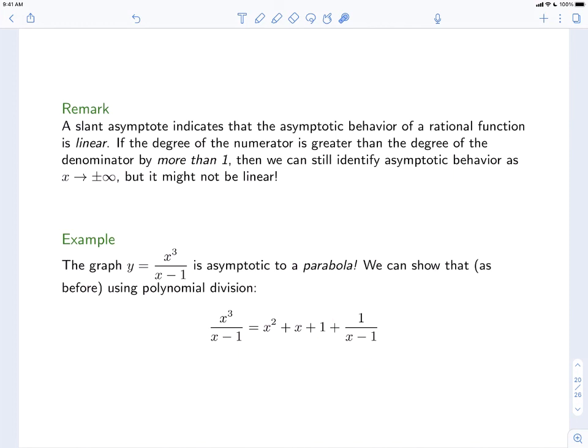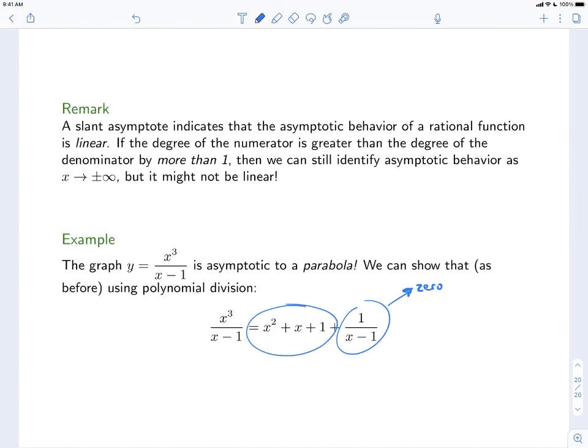Now, we won't actually do that. It's similar to the example we did before. It just has one extra term in it. But just like before, this 1 over x minus 1 term goes to 0 as x goes to infinity or minus infinity. So what you end up with is that x cubed over x minus 1, as x goes to infinity or minus infinity, starts looking like the parabola y equals x squared plus x plus 1.